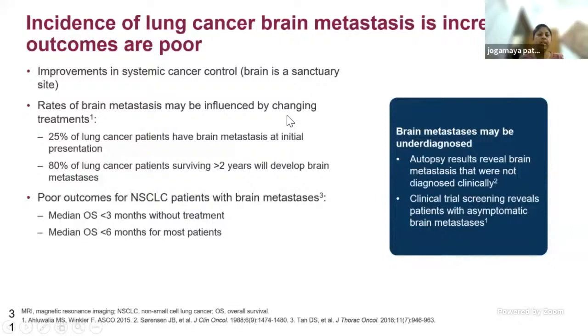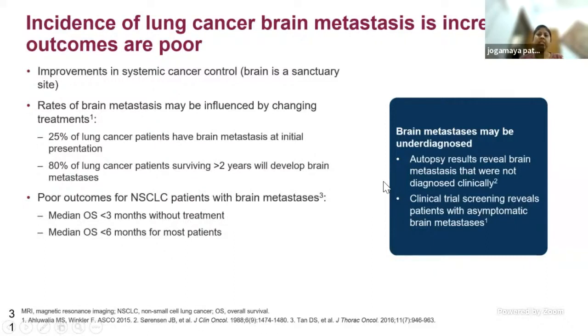The incidence of brain metastasis in lung cancer is increasing, and the outcome of patients who develop brain metastasis is actually poor. There should be improvement in systemic cancer control, because the brain is a sanctuary site. And rates of brain metastasis may be influenced by changing treatments. 25% of lung cancer patients have brain metastasis, and 80% of lung cancer patients surviving more than 2 years will eventually develop brain metastasis. Overall, patients with brain metastasis have survival of less than 3 months without treatment, and with treatment, survival may be up to 6 months.